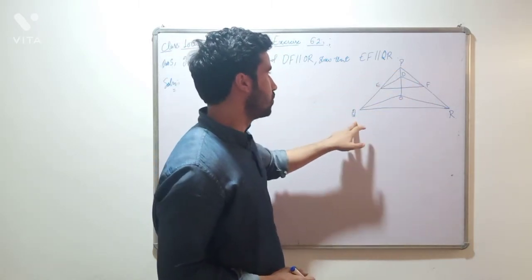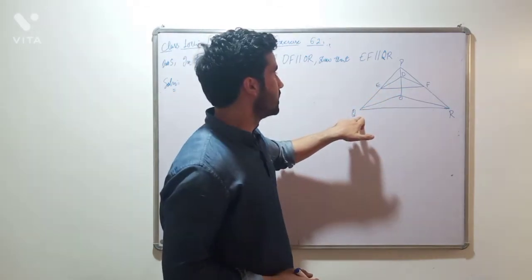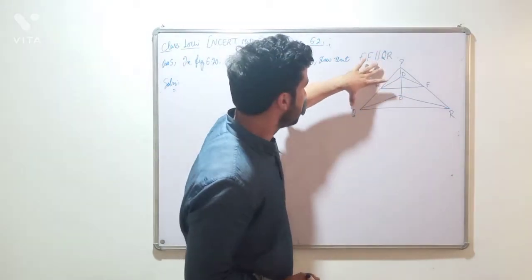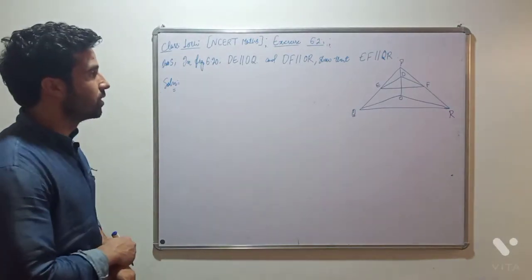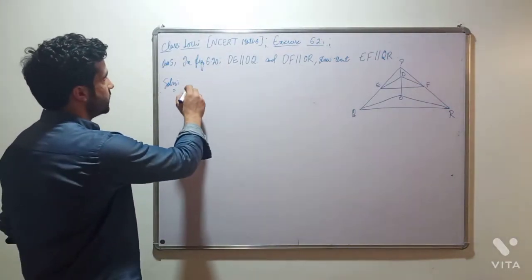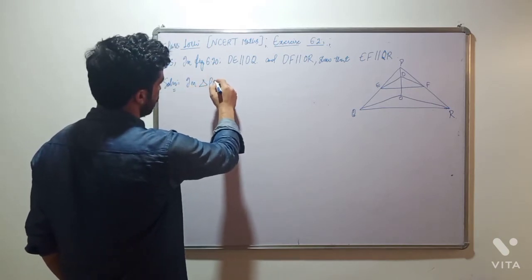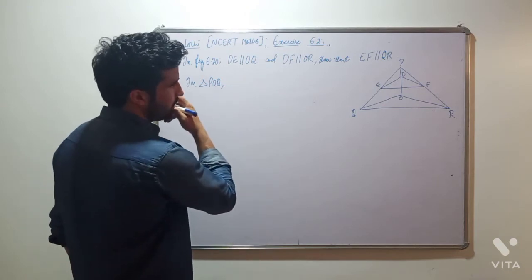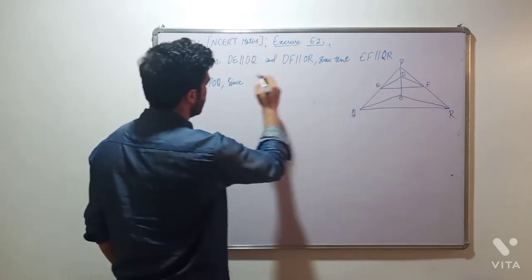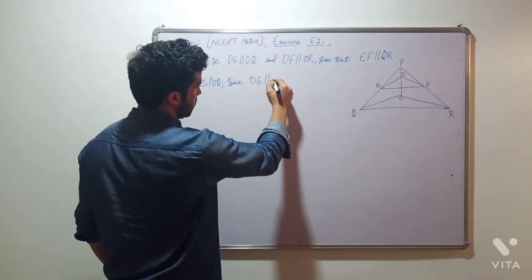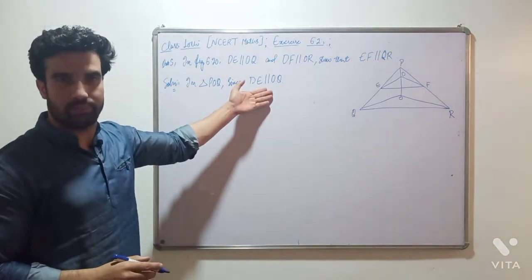So in triangle POQ we have DE parallel to OQ. This means that DE will divide PQ and PO in the same ratio, as per the basic proportionality theorem. So directly apply that. So we will write here: in triangle POQ, since DE is parallel to OQ, this means we may apply the basic proportionality theorem.